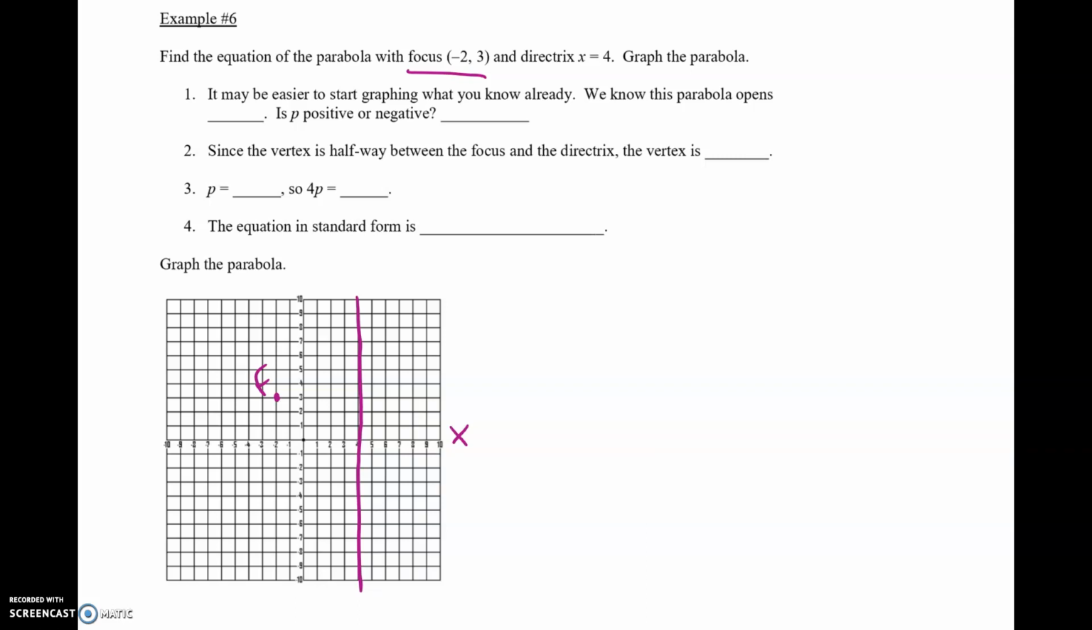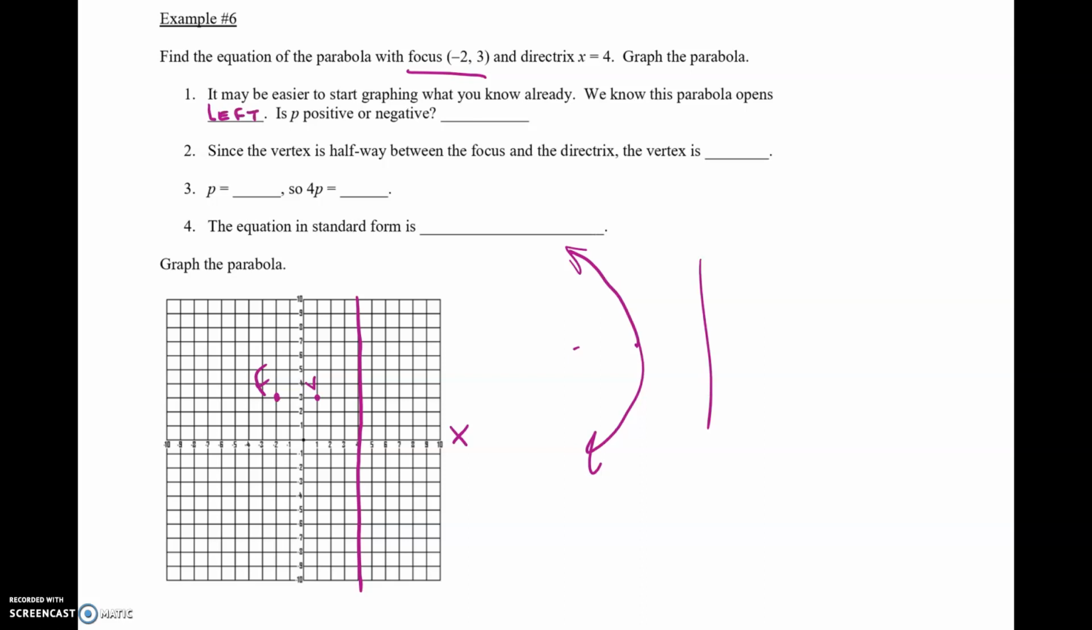We know this parabola opens... does this open up, down, left, or right? Well, I know there's the focus, so the vertex has to go smack dab in the middle, right between the focus and the directrix. And there was 6 units there. 1, 2, 3, 4, 5, 6. And so we go 1, 2, 3, and there's the vertex. And because I know that there's the vertex, there's the focus, there's the directrix, I know then that my parabola opens to the left, because of the orientation of the vertex and the focus. Go ahead and write left there.